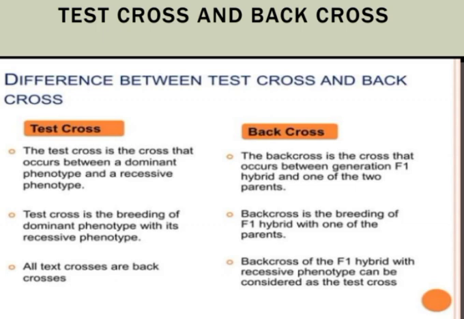Second point, test cross is breeding of a dominant phenotype with its recessive phenotype. As mentioned earlier, in test cross we will be crossing a dominant phenotype to a recessive phenotype. Whereas in back cross, the F1 hybrid is either crossed with the dominant parent or it can be crossed with the recessive parent. Third point, all test crosses are back crosses, because in back cross the F1 generation will be crossed with either dominant or recessive.